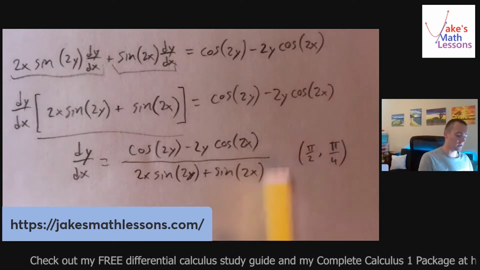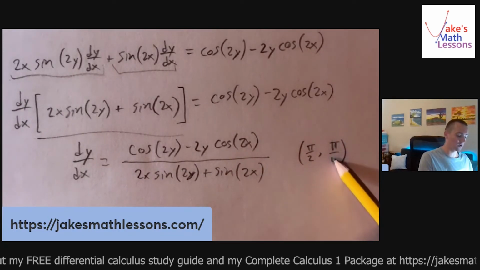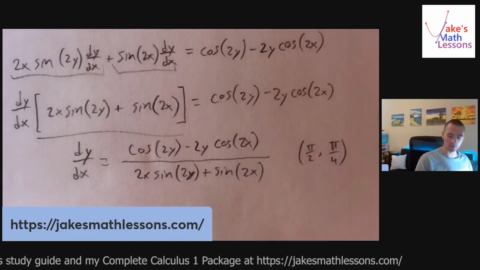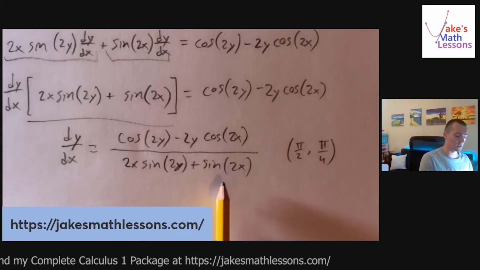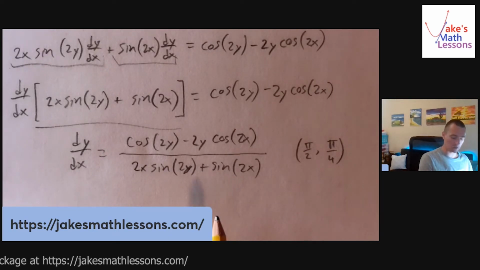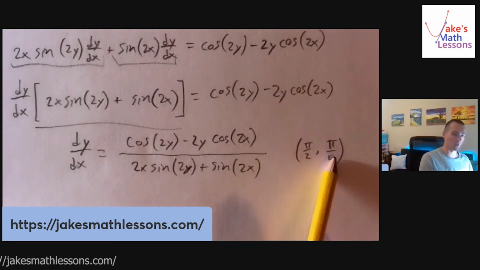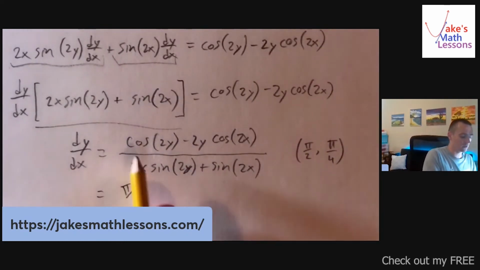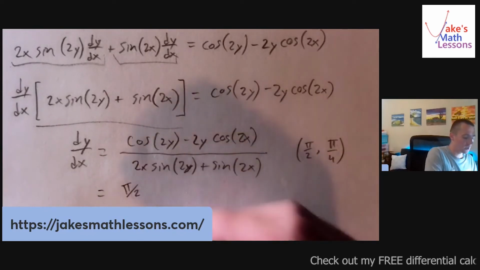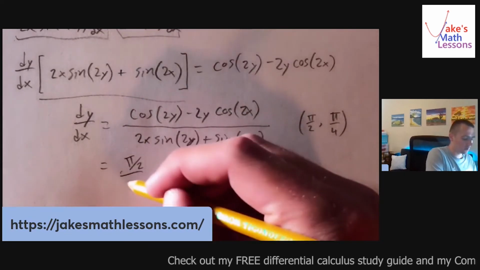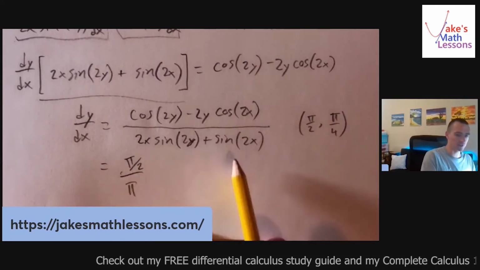Cosine of 2y is just going to become cosine of pi over 4 times 2, which is cosine of pi over 2. Cosine of pi over 2 is 0. Same thing is going to happen here with sine of 2x. So if we do go through all of this and plug in this for x and this for y throughout the whole thing, what that is going to simplify down to is, in the end, pi over 2 on the numerator. So this whole thing on the top is going to give us pi over 2, and then our denominator is going to simplify down to pi.